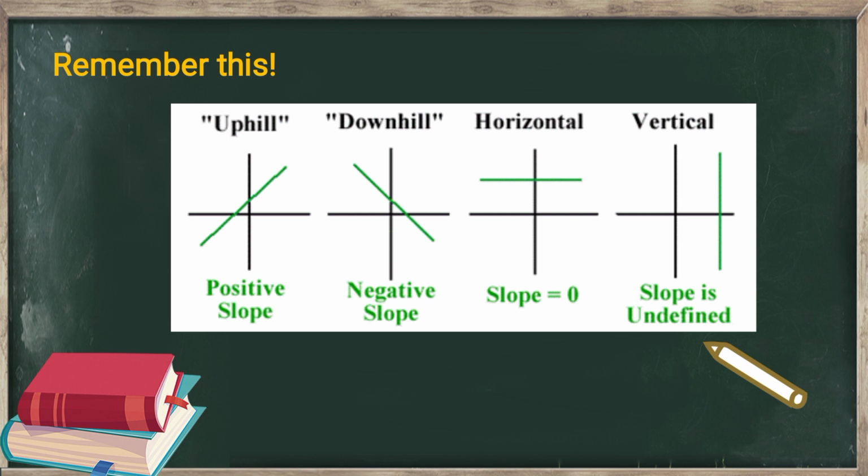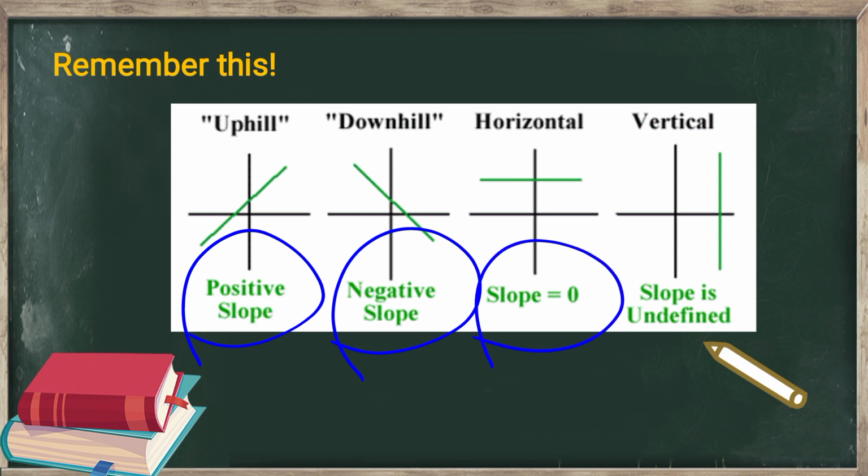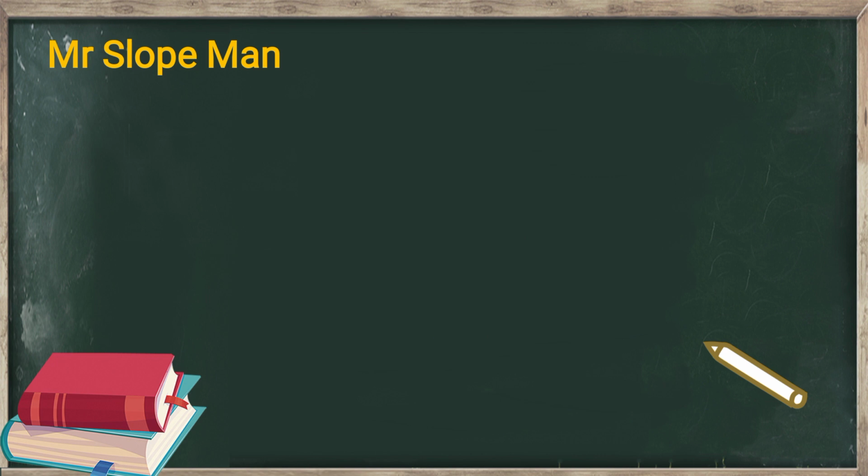So you have to remember this. If uphill, the slope is positive. If it is downhill, it is negative. And if it is horizontal, the slope is 0. And if it is vertical, the slope is undefined. Okay? So, for you to easily remember the slope, I'm gonna introduce Mr. Slopeman.